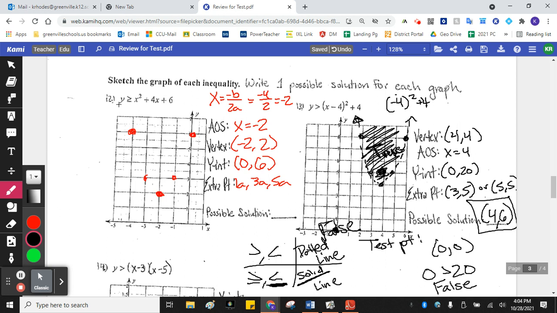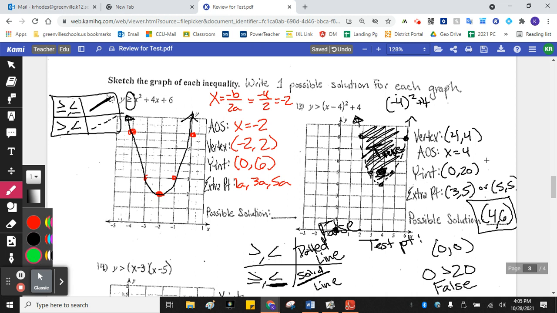What makes it an inequality is how we draw the line. Remember, if it's greater than or equal to, less than or equal to, it's a solid line, just like the lines underneath are solid. If it's just greater than or less than, it's a dotted line because that line is missing. Part of that graph is missing. So here's a solid line, so I'm going to draw a solid graph. On the one we did in class today, it was open, so I had a dotted line on my quadratic.